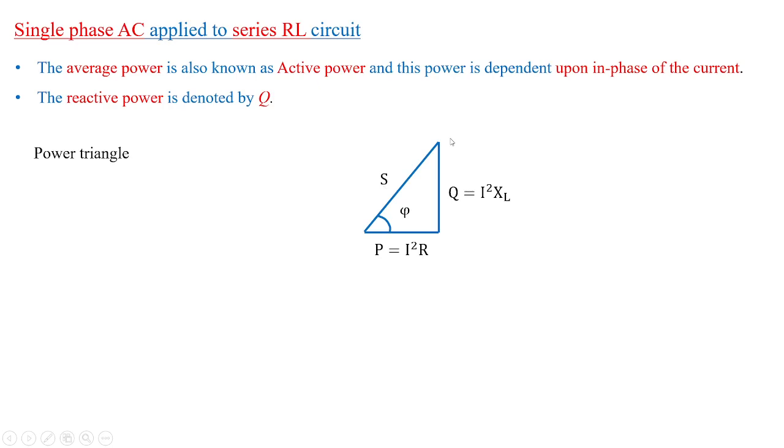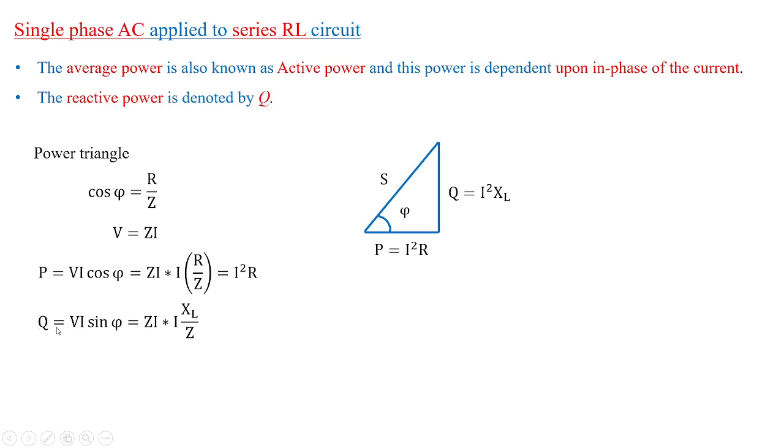How have we framed these equations? In the triangle, we know that cos phi is R by Z, and we know that V is equal to Z into I. I'll take the power calculation as VI cos phi, substitute the above two formulas, and get the real power as I square R, the reactive power as I square XL, and the apparent power as I square Z. Hence, from this triangle, we can get the value of power factor in terms of resistance, voltage, or power. So this is how you estimate the power factor for a single phase AC applied to an RL circuit.